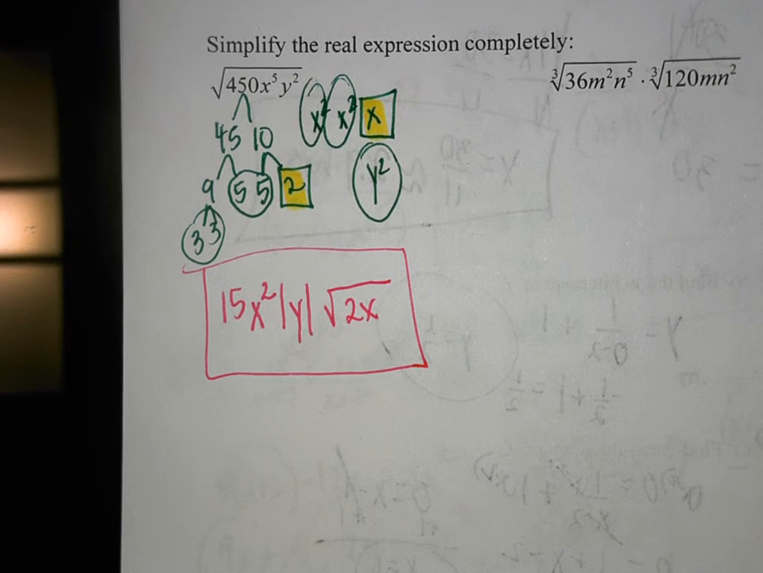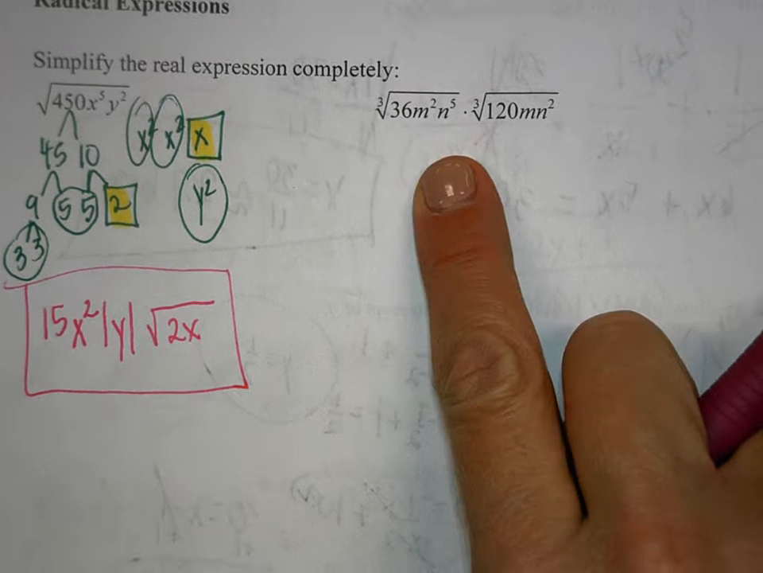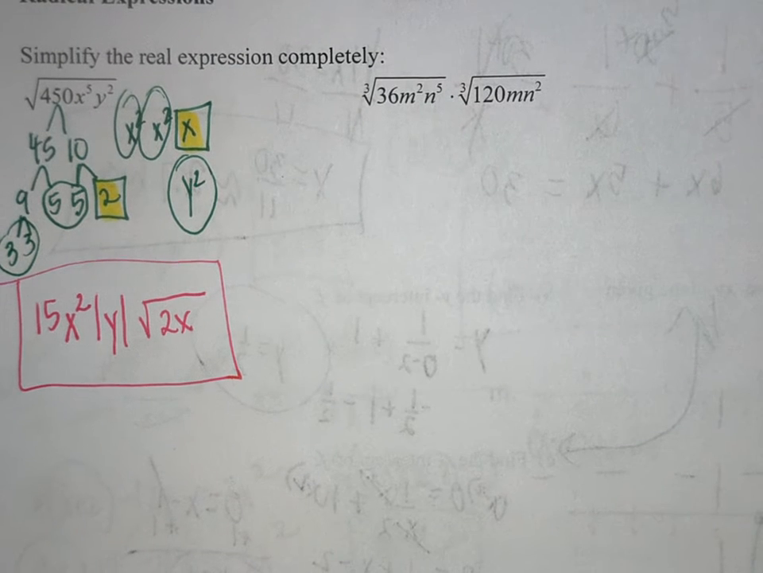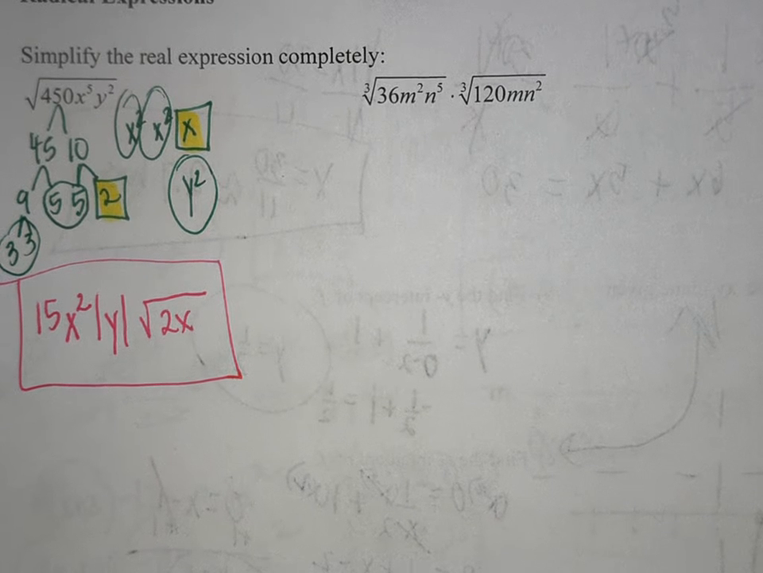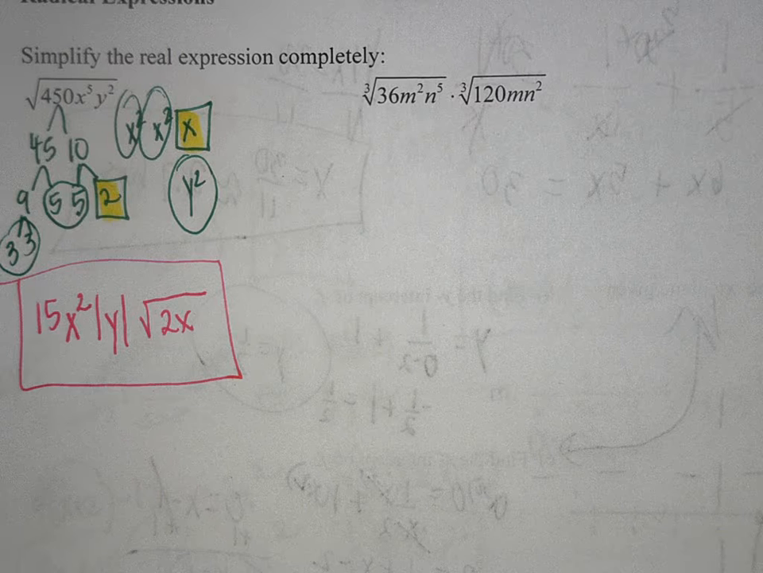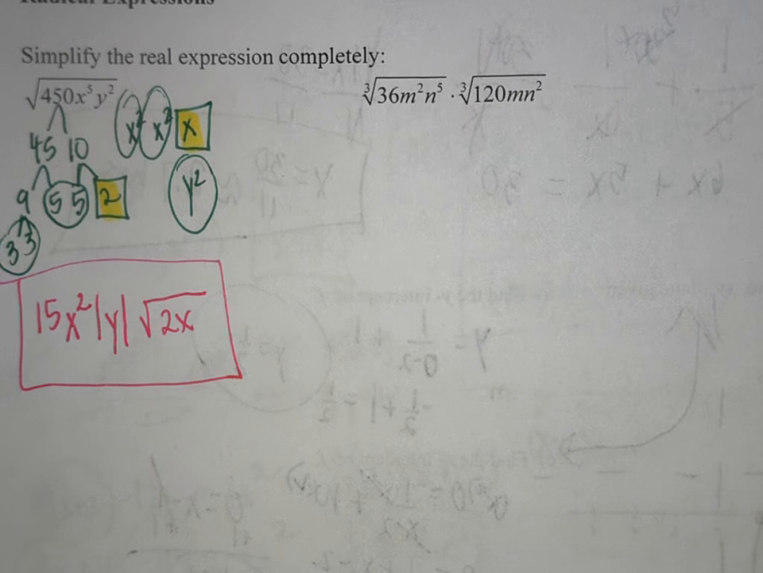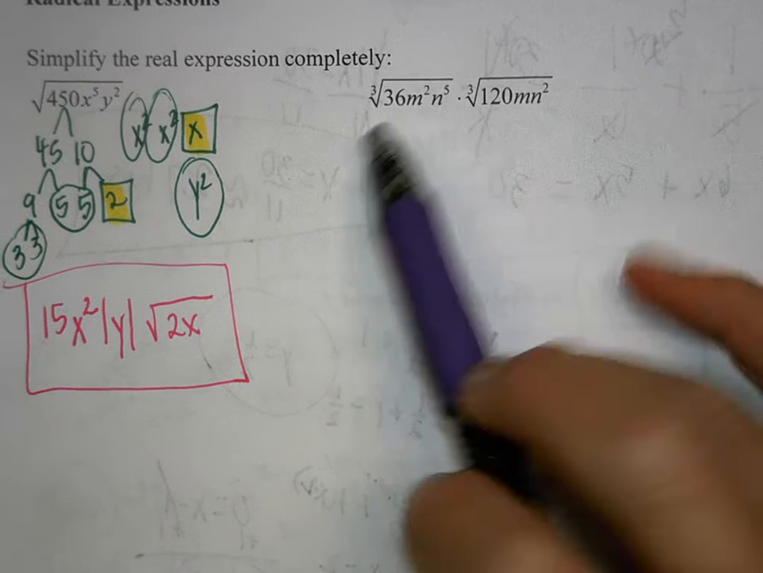Okay. Next example. Do I need to worry about absolute values on cube roots? No. But if you have a negative number under a cube root, it comes out and just becomes a negative. Okay? Yes, Denise. Exactly. Or an even root. So it could be a 2 or a 4 or a 6, but not odds. Okay? All right.